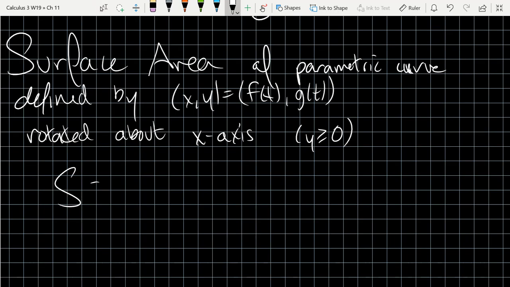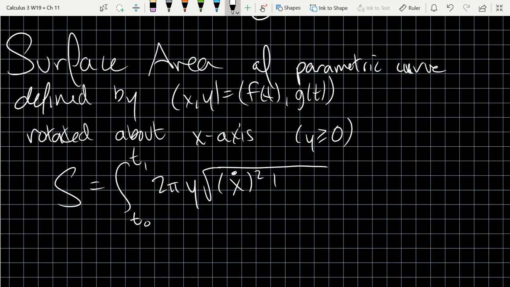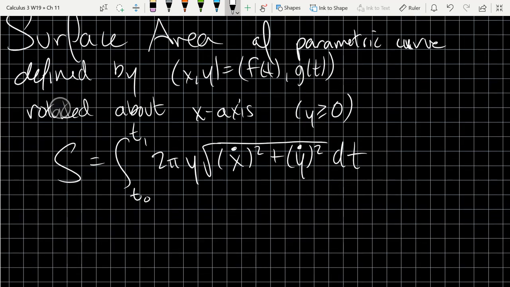Our surface area S will be the integral t0 to t1. So it's going to be 2 pi y times the square root of derivative of x squared plus derivative of y squared. These are the t derivatives, so these are dot notation, dt.